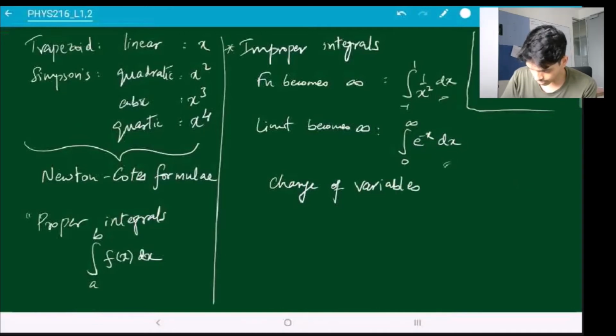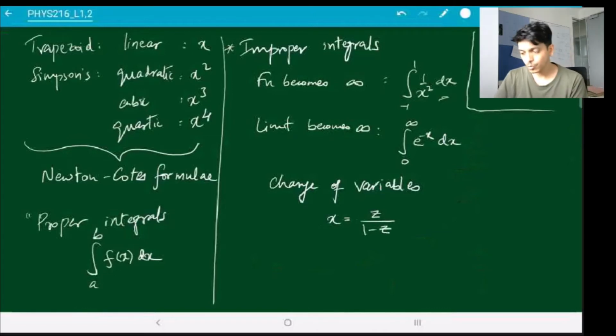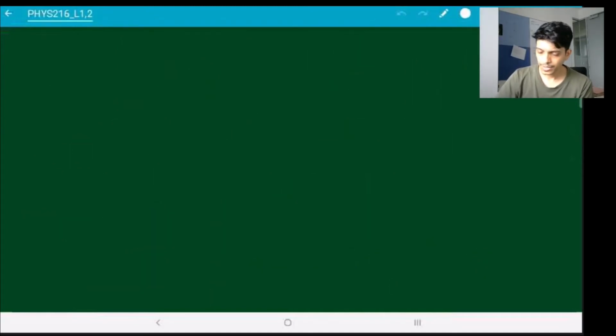So first you do a change of variables. So for example, typically something like this works. So whenever you have an infinity in the limit, using this kind of change of variable will eventually allow you to write down your improper integral as a proper integral, and then you can use any of your normal techniques to solve it. Okay, the last thing I want to talk about over here in integration is multiple integrals.